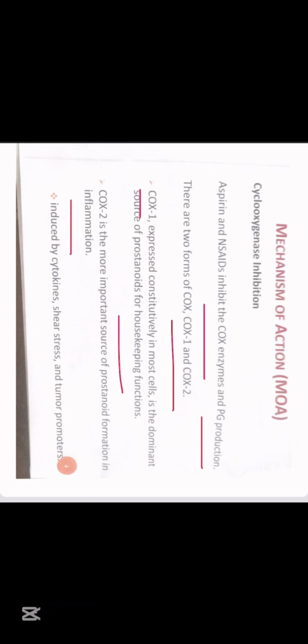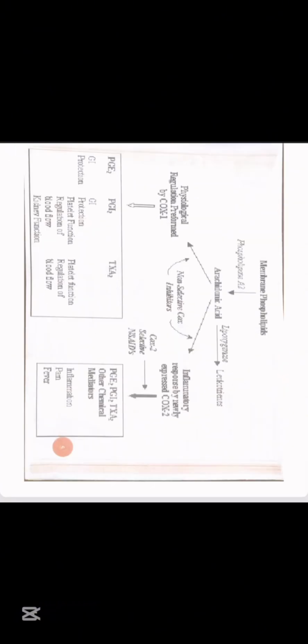Cyclooxygenase 2 is also more importantly seen in events involving cancers. You get, cyclooxygenase 2 is more seen in events involving cancers. Cyclooxygenase 2 is not found in all cells. It is cyclooxygenase 1 that is found in almost all cells. Do you get? Now let's look at this brief diagram.